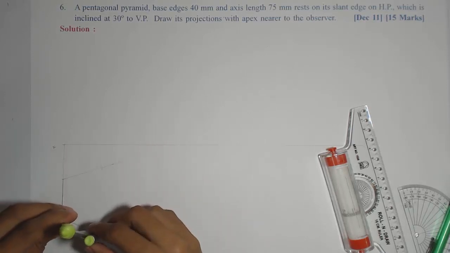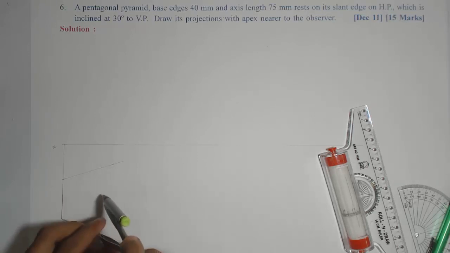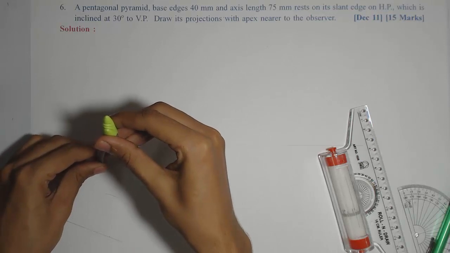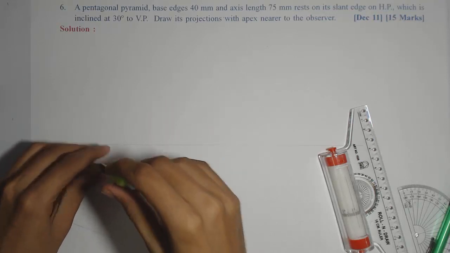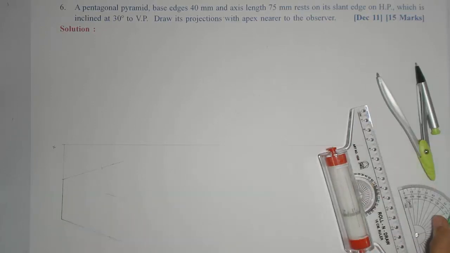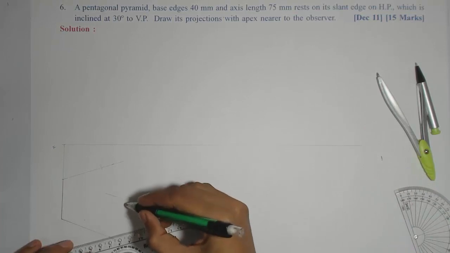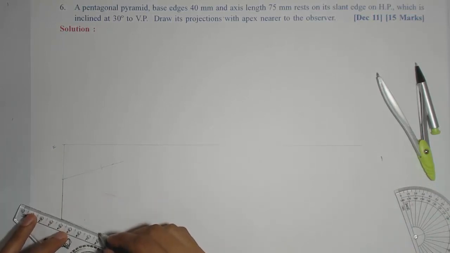So remember, the base of pentagon can be kept either with edge of the base on right hand side or left hand side. But here we need corner on right hand side, that's why we kept the base edge on the left hand side. So automatically we are getting corner on right side. So we'll complete the pentagon.